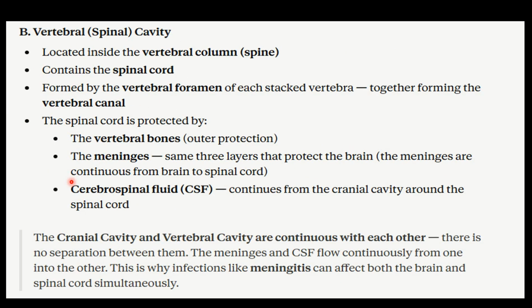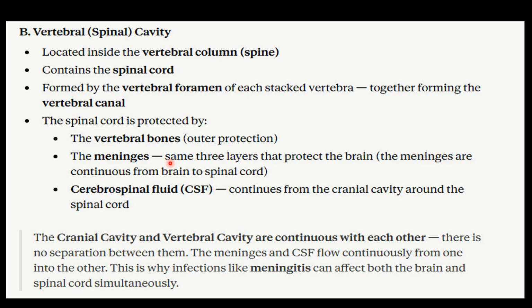So it is basically located inside the vertebral column. The spine contains the spinal cord, formed by the vertebral foramen, each stacked vertebra together forming the vertebral canal. The spinal cord is protected by the vertebral bones, the outer protection, and the meninges. These are the same layers we also have in the first category.